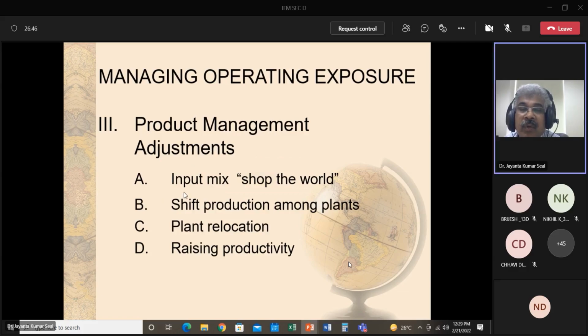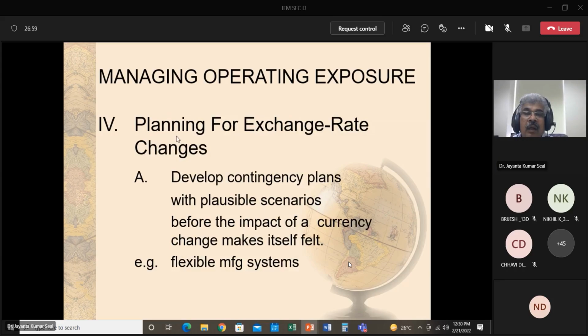So product management, input mix, shop the world, shift production among plants, so plant relocation, raising prices. These are all normal common things which are possible. Planning for exchanges: develop a contingency plan with plausible scenarios before the impact of a currency change makes itself felt. Basically, flexible manufacturing system. These are all easier said than done, because it is very easy to say that you go for a flexible manufacturing system, but it is difficult.